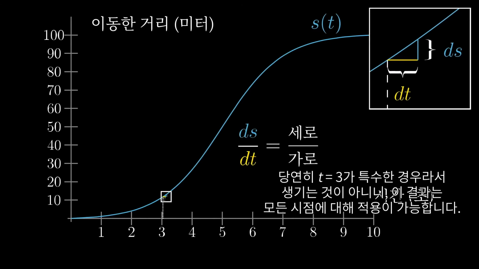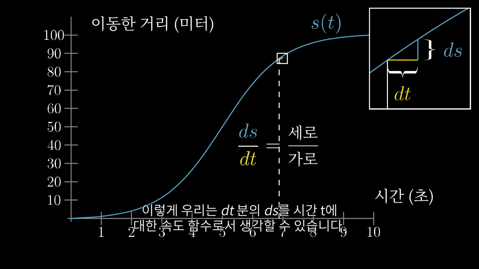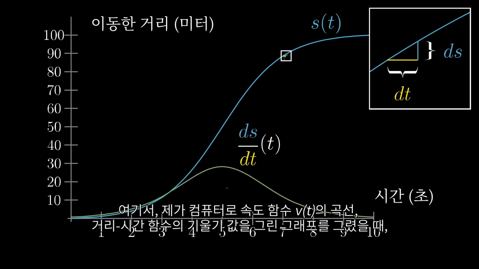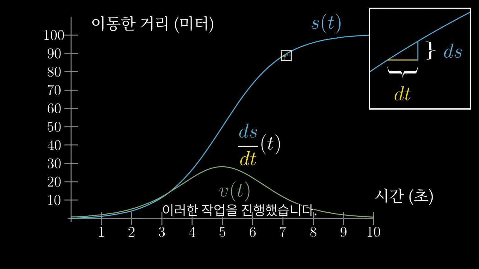Of course, there's nothing special about the value t equals 3. We could apply this to any other point in time, so we consider this expression ds over dt to be a function of t, something where I can give you a time t and you can give me back the value of this ratio at that time, the velocity as a function of time. So, for example, when I had the computer draw this bump curve here, the one representing the velocity function, here's what I had the computer actually do.